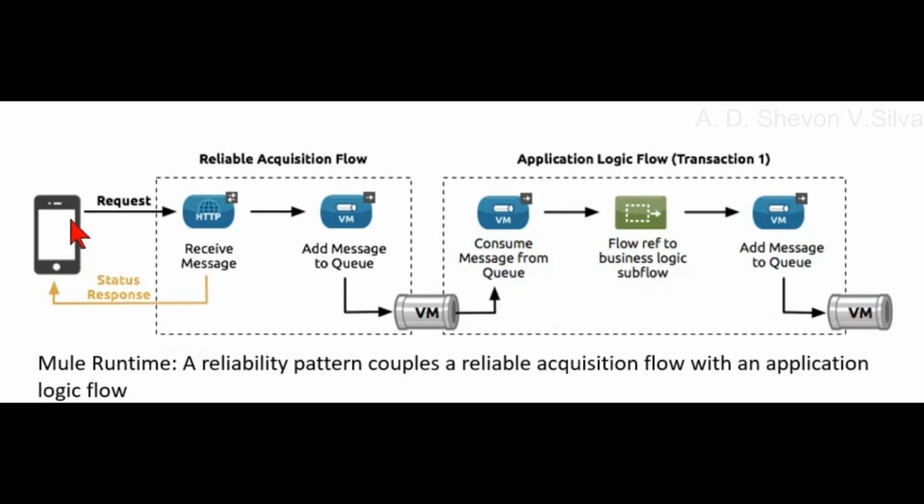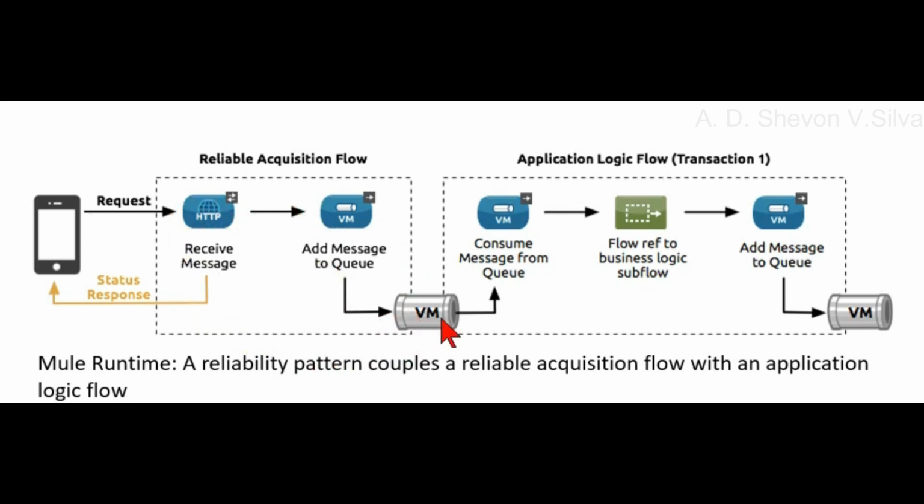Here you can see the client is connected to the HTTP listener via request, and the HTTP listener is connected to the receive message flow. Receive message is connected to the client via the HTTP response, and receive message is connected to the add message to queue, so the VM. Receive message and add message to queue are in the reliable acquisition flow.